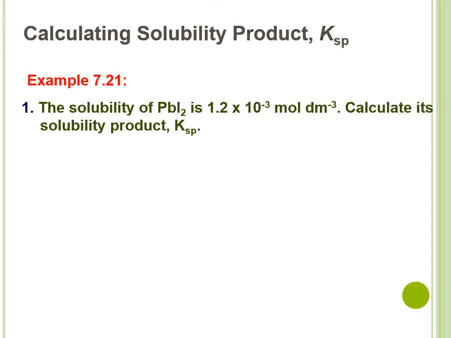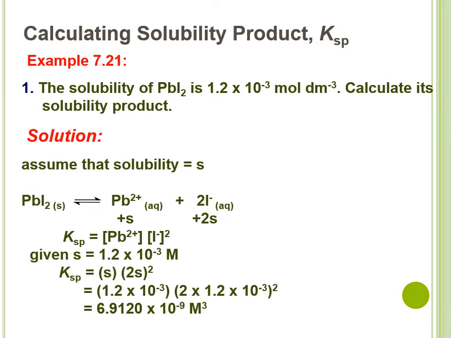Let's do example 7.21. The solubility of plumbum iodide is 1.2 times 10 to the power of negative 3 mole per dm cube. Calculate its solubility product Ksp. Assuming that the solubility of PbI2 is an unknown S, we are able to make a simplified ICE table here because we want to know the stoichiometric coefficient of each ion. Pb2+ is plus S and I- is plus 2S.